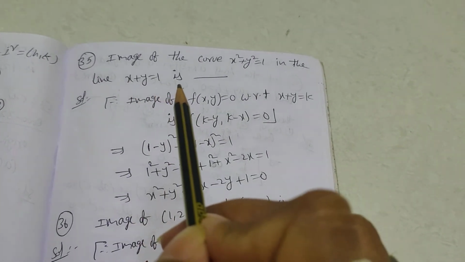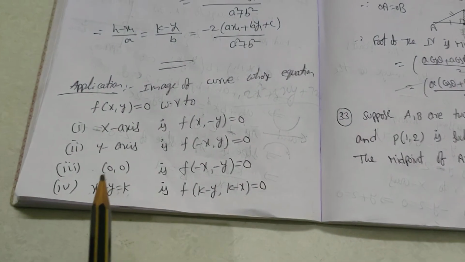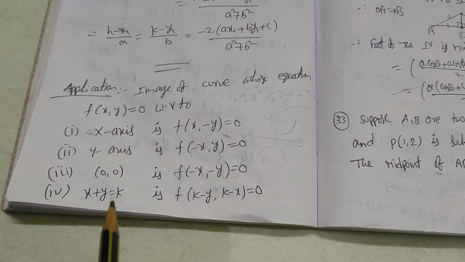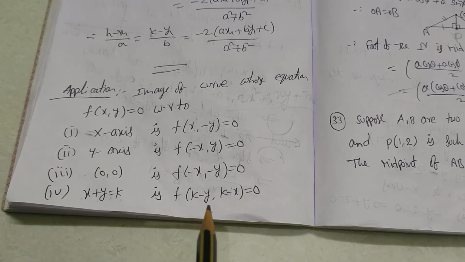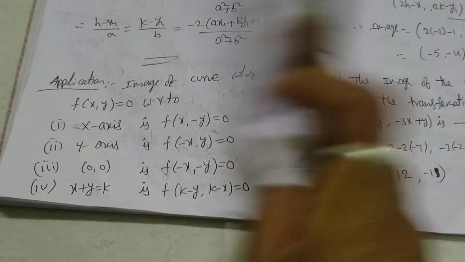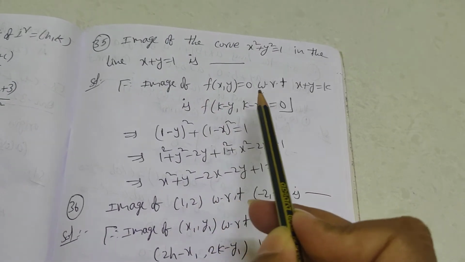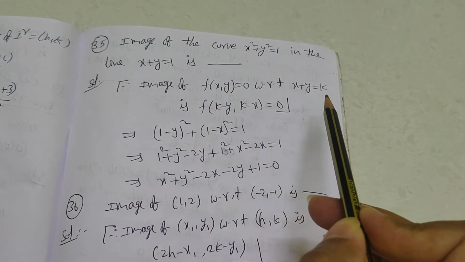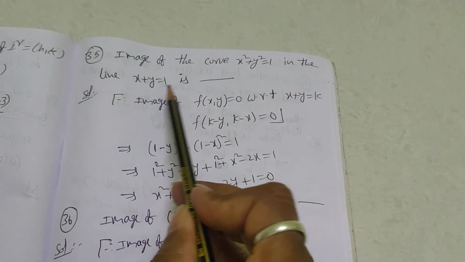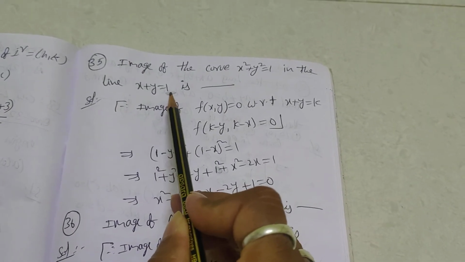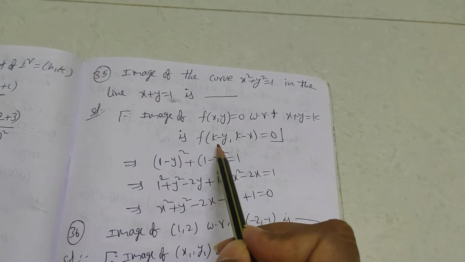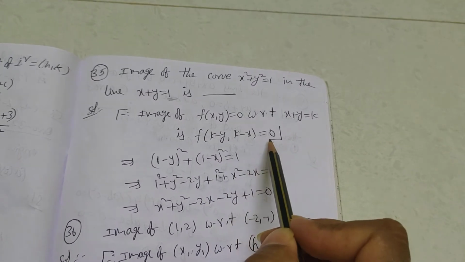The image of the curve x square plus y square is equal to 1 in the line x plus y is equal to 1. So this is the formula: the image of any curve f of x comma y is equal to 0 with respect to x plus y is equal to k is f of (k minus y comma k minus x) is equal to 0. I have written the formula here also. Here k is equal to 1.